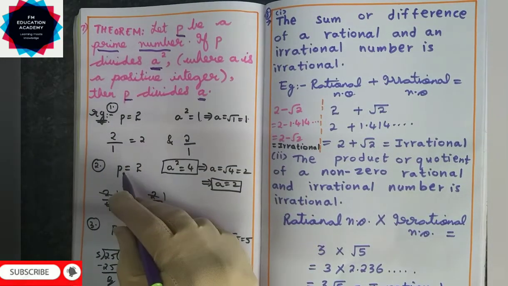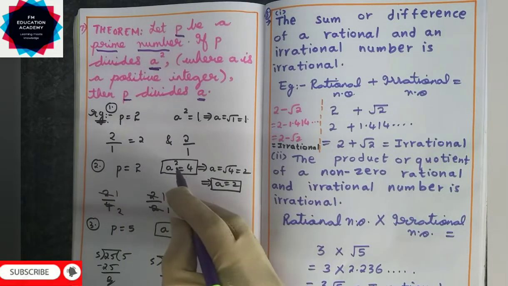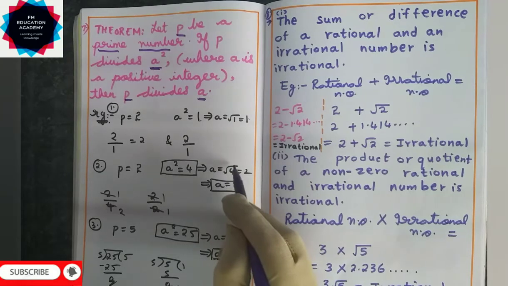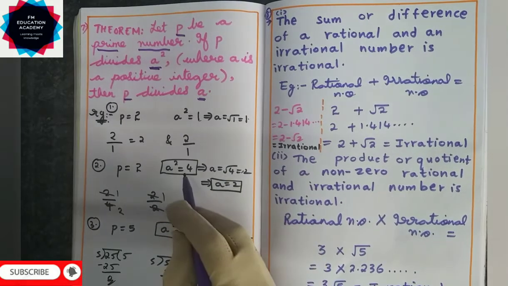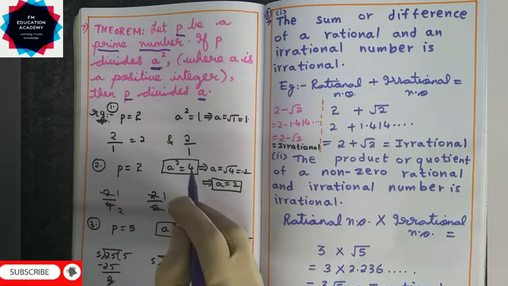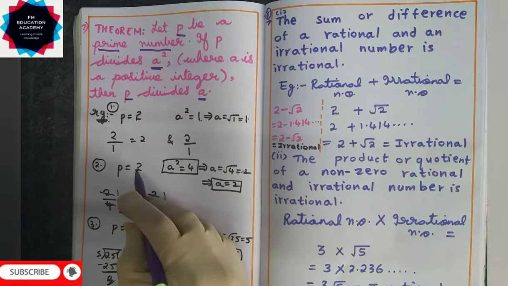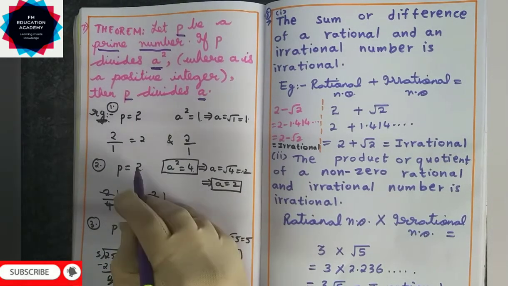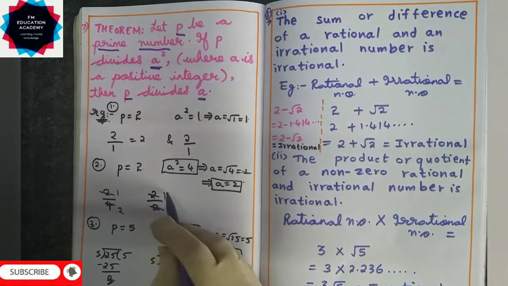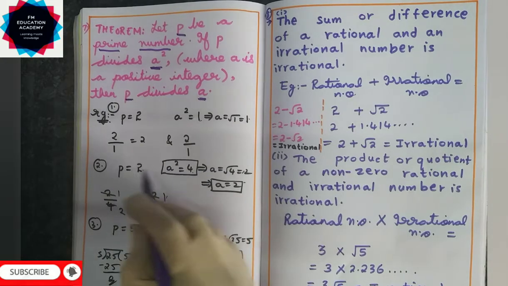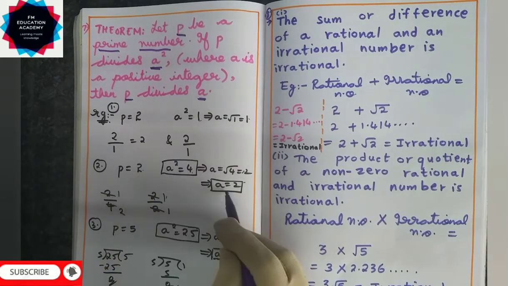Now for example, let us take a prime number 2 and the square of a number is 4. Then how to find the square root of 4? We know when a square goes outside, it becomes a square root. The square root of 4 is 2. So this 2 will divide a square, that is 4, because 2 twos are 4. This 2 is dividing 4 as well as 2 is dividing 2, right? Because it will be divisible. 2 ones are 2. Therefore 2 divides a square, that is p divides a square, and also p divides a.